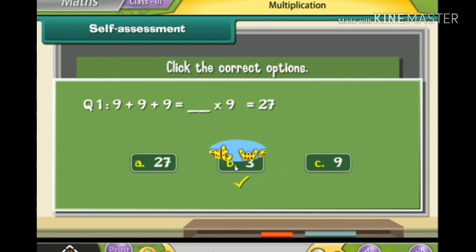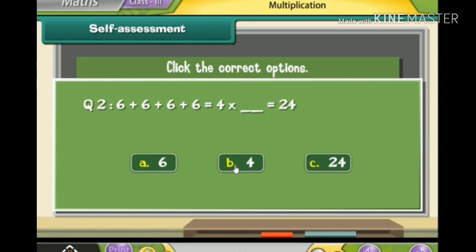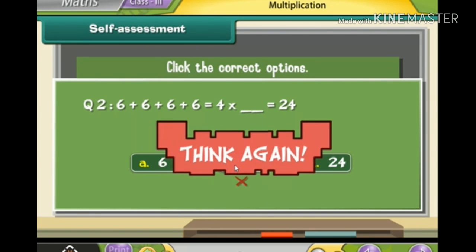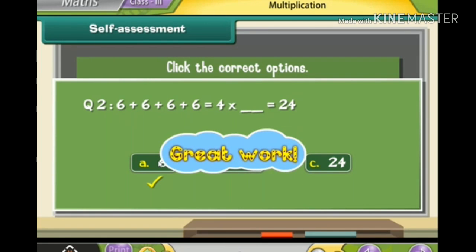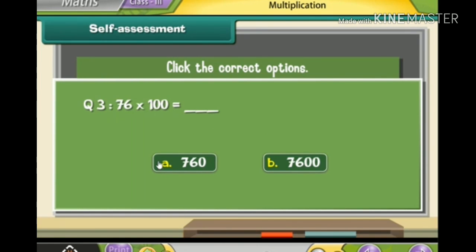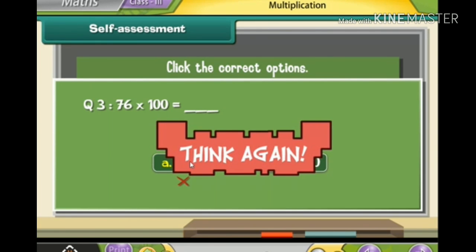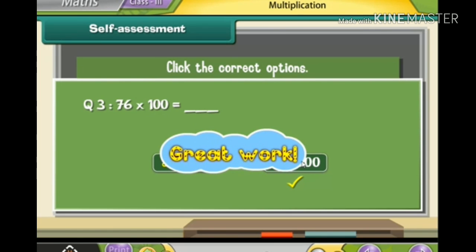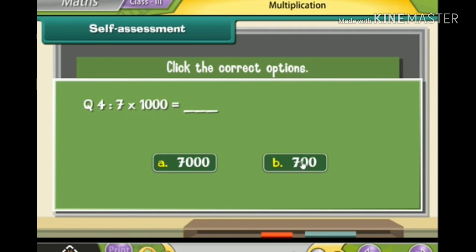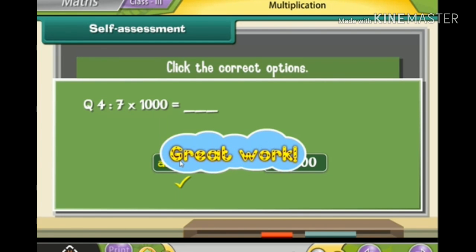Great work! Think again. Great work! Think again. Great work! Great work!